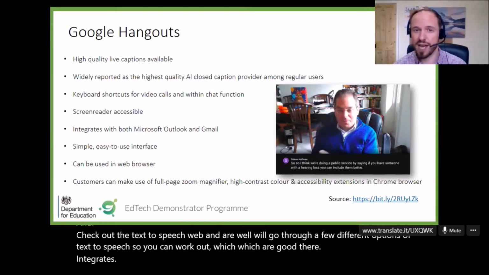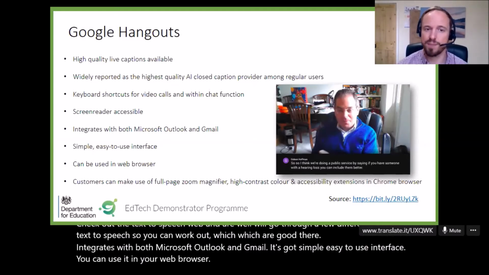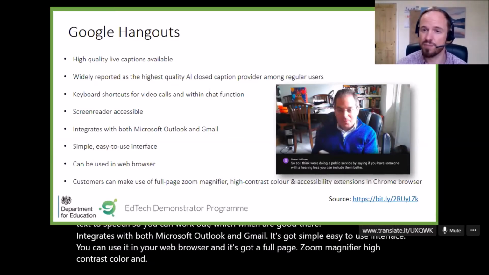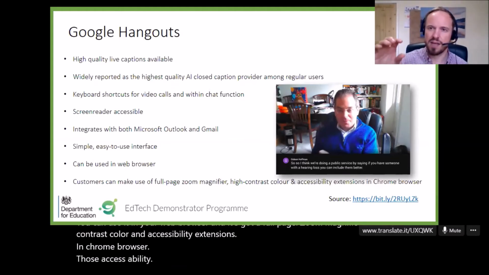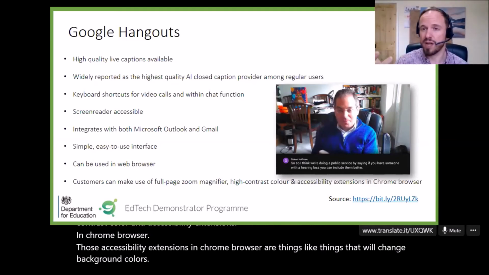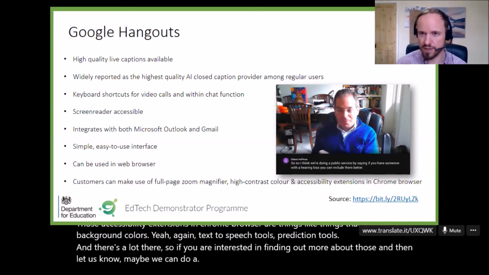It integrates with both Microsoft Outlook and Gmail. It's got a simple, easy-to-use interface. You can use it in your web browser, and it's got a full-page zoom magnifier, high contrast color, and accessibility extensions in the Chrome browser. Those accessibility extensions are things that will change background colors, again text-to-speech tools, prediction tools, and there's a lot there. So if you are interested in finding out more about those, then let us know, and maybe we can do a video short where we just cover some of those.